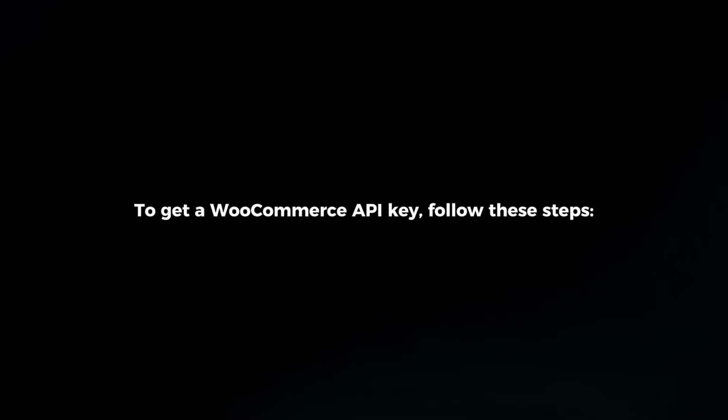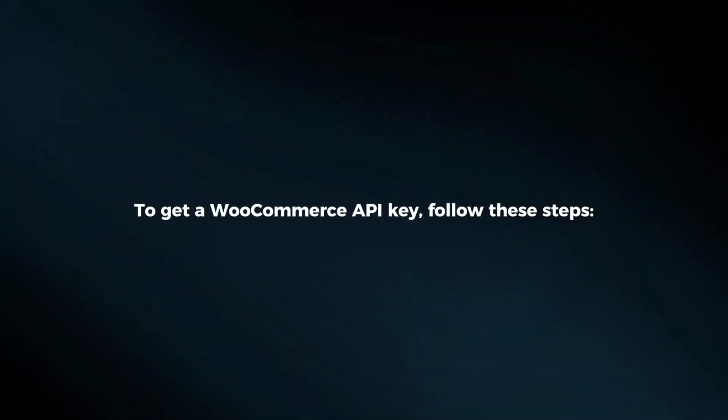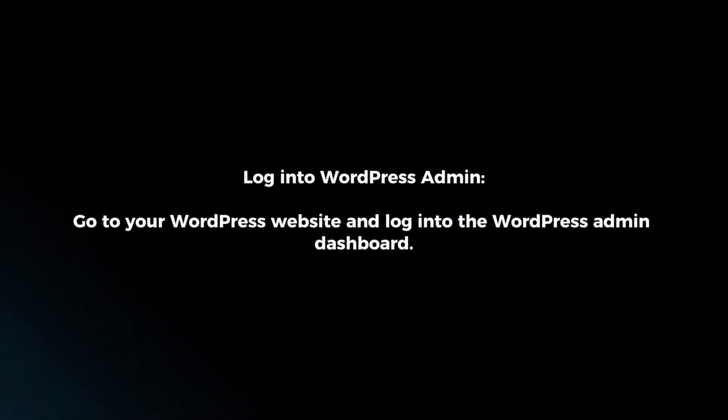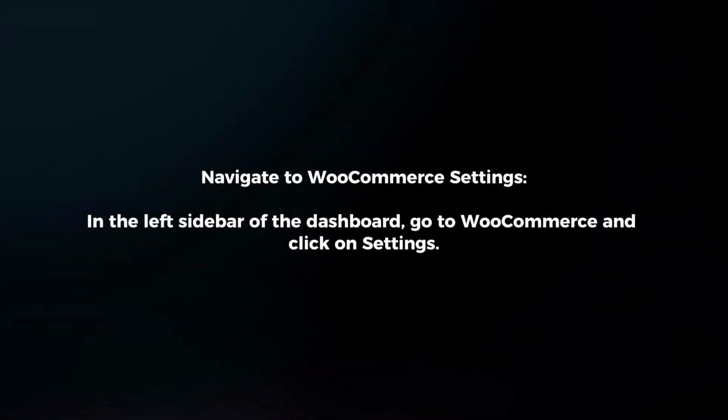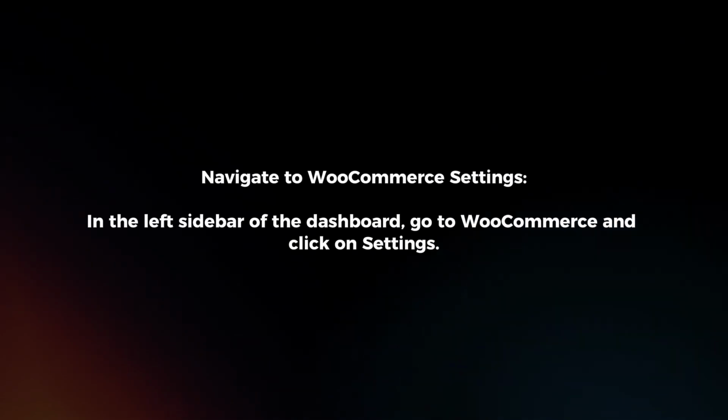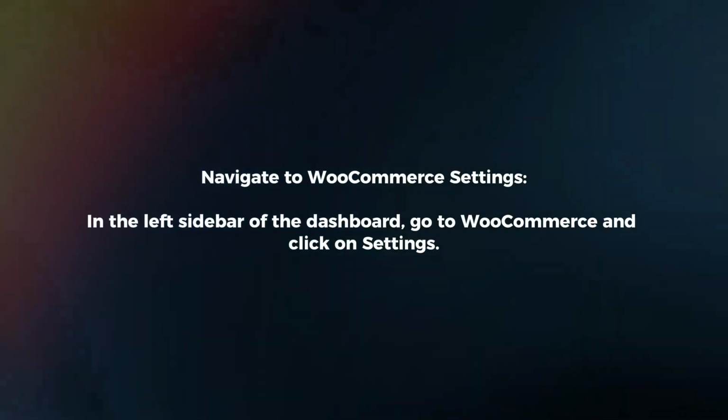To get a WooCommerce API key, follow these steps. Log into WordPress admin. Go to your WordPress website and log into the WordPress admin dashboard. Navigate to WooCommerce settings. In the left sidebar of the dashboard, go to WooCommerce and click on Settings.